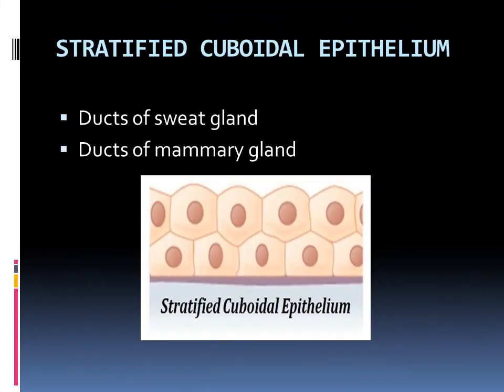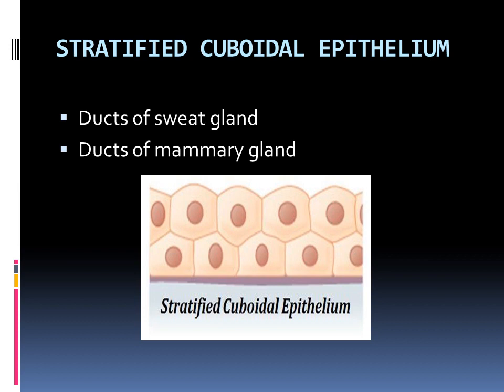Then, first we said stratified squamous epithelium, and the second one is stratified cuboidal epithelium. Here also it is the same: stratified means many layers will be there, but cuboidal means the shape of the cell is cuboid, right? Okay, and as displayed in the figure, there are two layers and the shape of the cell is cuboid shape.